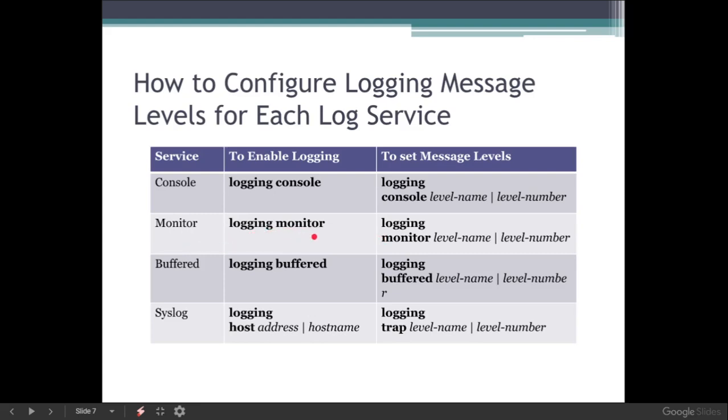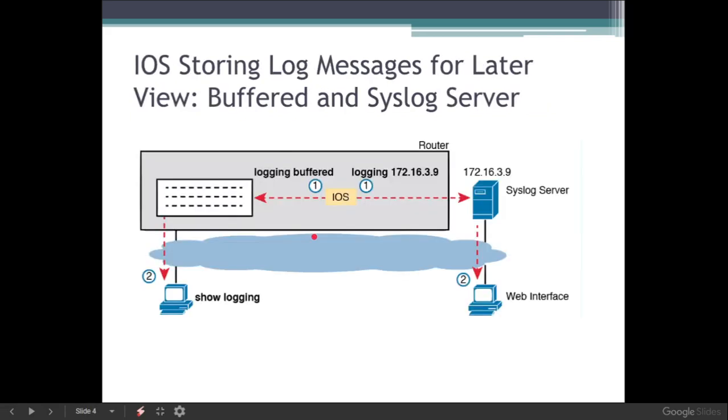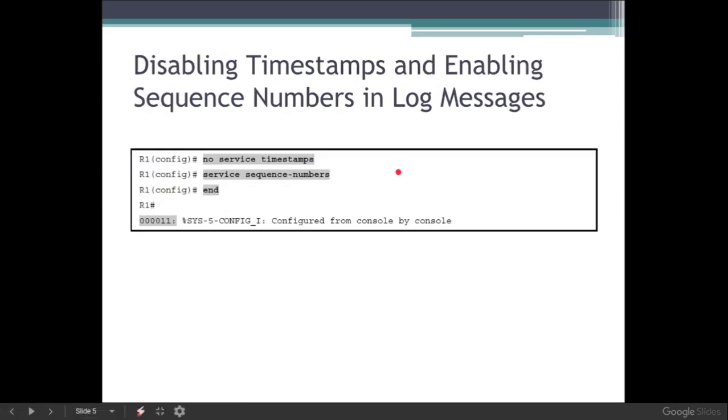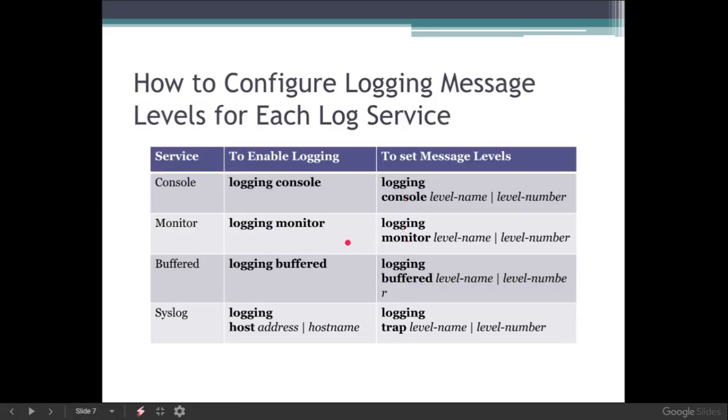Alright, so we now have logging monitor. If I go back up, remember I was telling you here it says logging terminal. So this is being deprecated. So instead of logging terminal, you could now say logging monitor. Or we could go further and say logging monitor and set the severity level, the level name or the level number. And for those that we want to be stored on the router, we say logging buffered, and to set the level, logging buffered, level name or number. For those that are to be stored on the syslog server, we'll now say logging host and then the IP address or the host name.